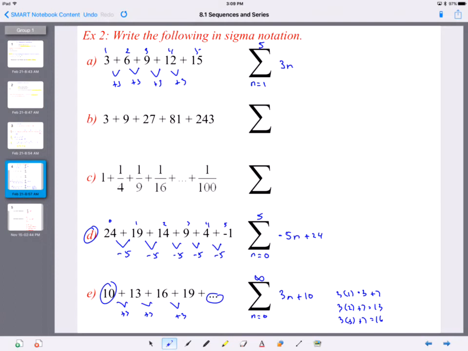That's not the only way that you could do that. You could do that another way, starting at n equals 1. So you have some options on these. All right, let's go back up to B now.